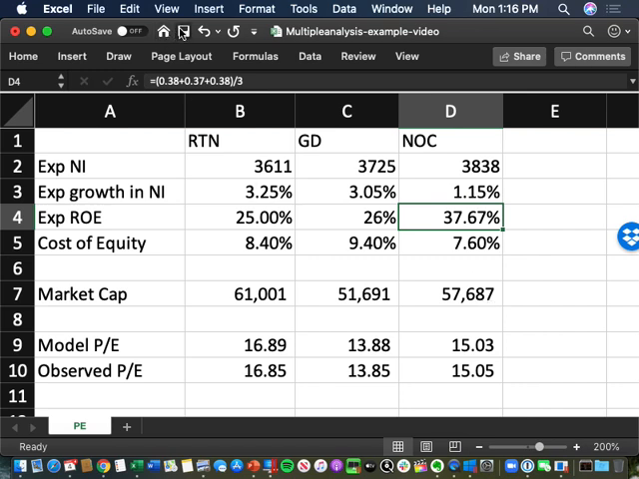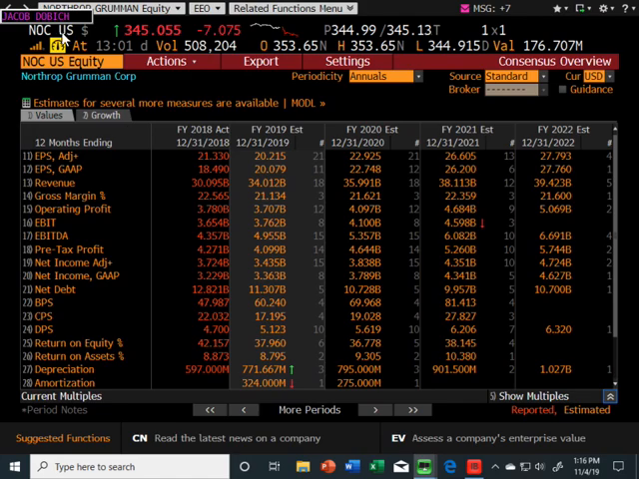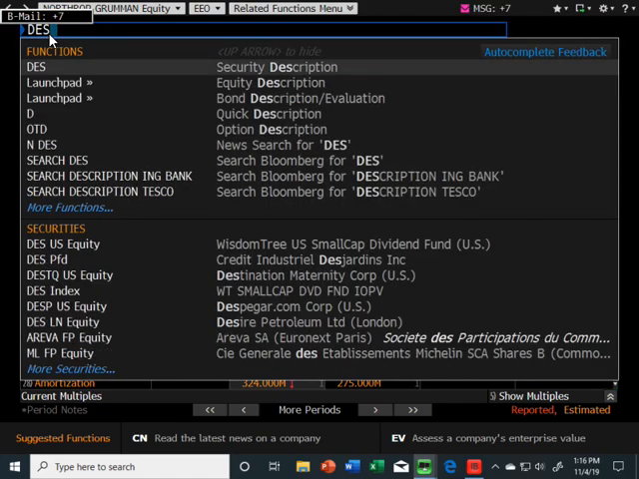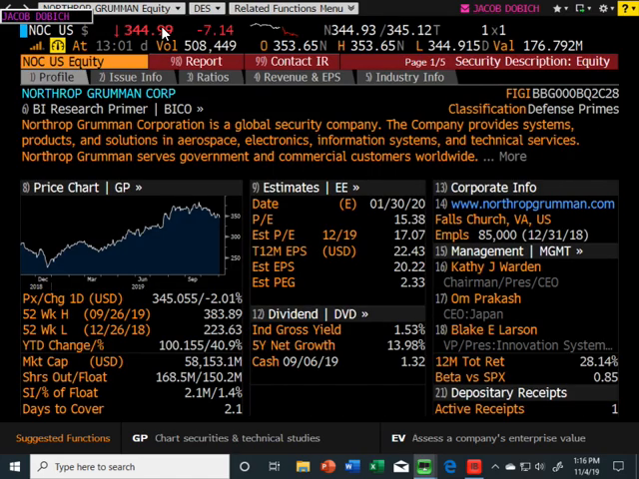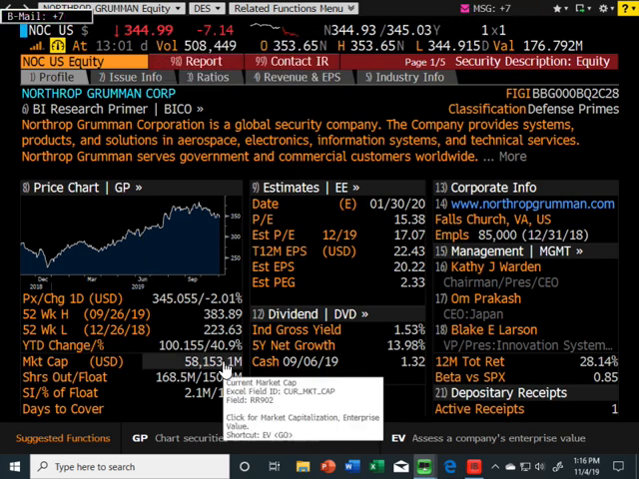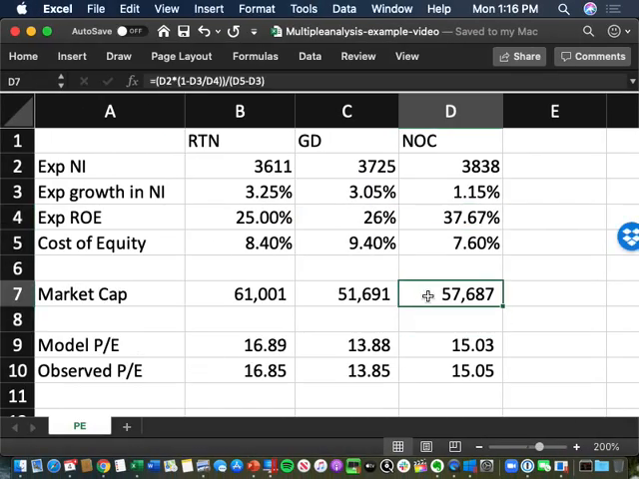By the way, this market cap should be the value of the equity. That's the price per share times the number of shares, 58,057,687. If we go to the DES from Northrop Grumman, their market cap at a $345 share price is 58 billion. 58. It shouldn't be that different.